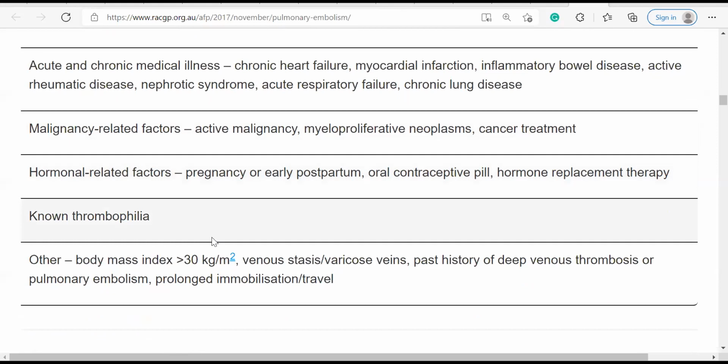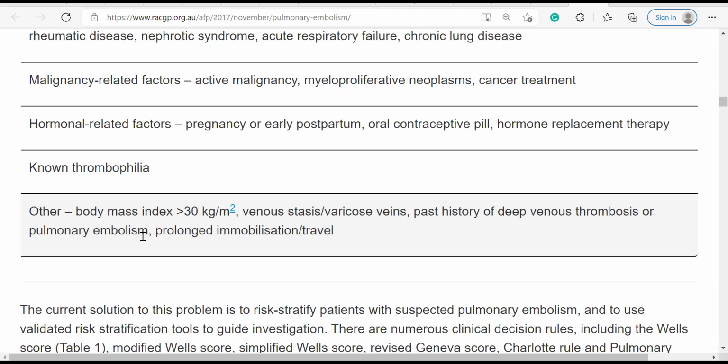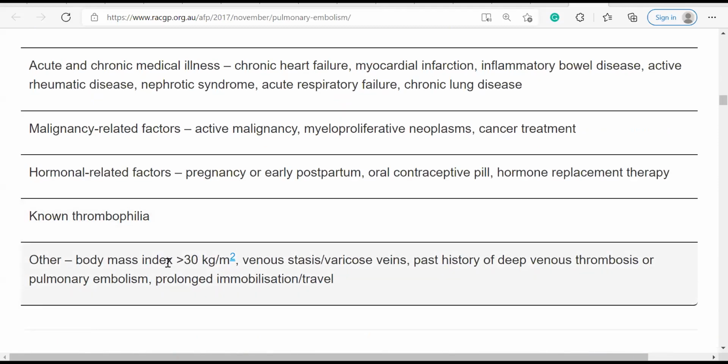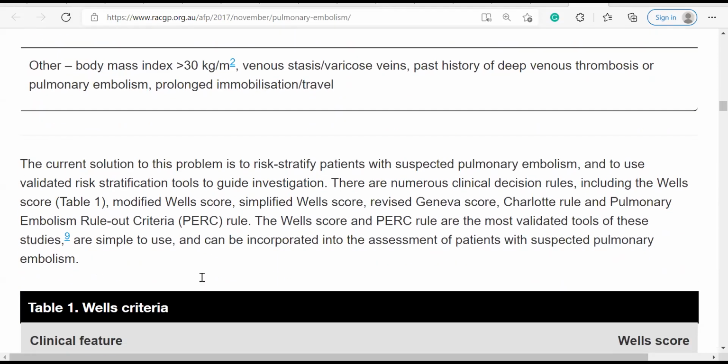Patient with a family history of clotting problem like thrombophilia, they are super high risk. Obesity, especially if their BMI is more than 30, they are high risk. And very important is if there is any past history of deep vein thrombosis or pulmonary embolism. Prolonged immobilization, let's say they are bedbound, like a nursing home patient, they are high risk. Recent travel history, like a long travel, especially more than 4 hours duration. So these are all high risk patients to develop pulmonary embolism.